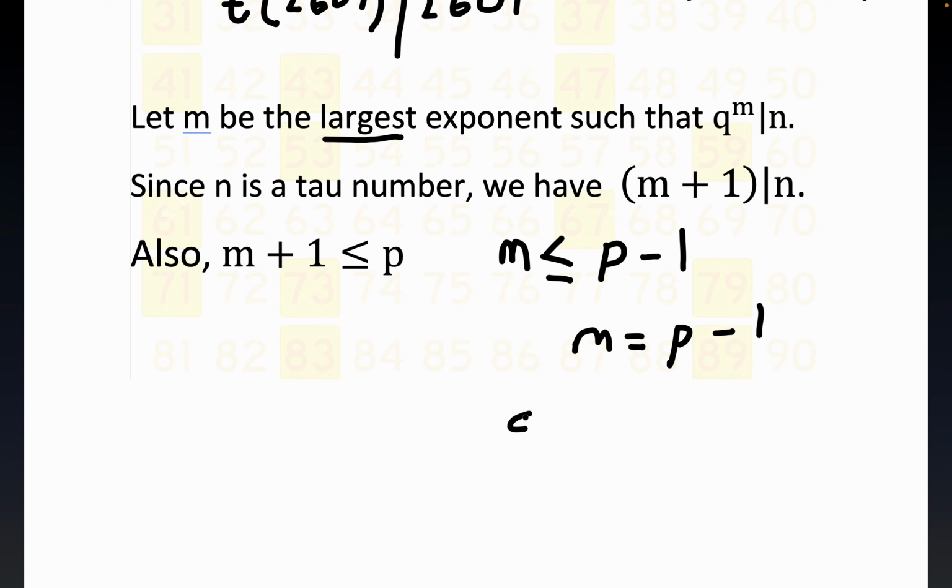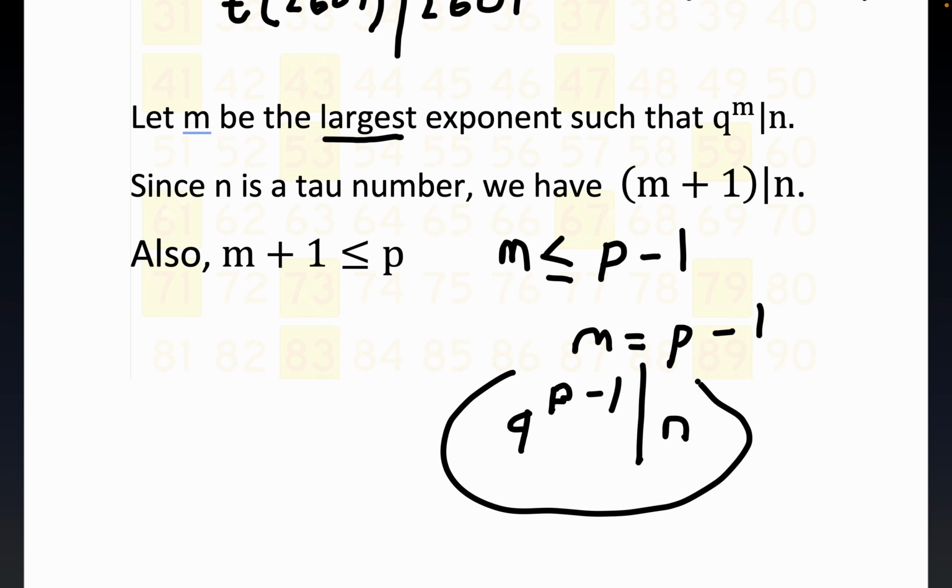Q raised to the p minus 1. That's certainly not a 9, guys. That's q raised to the p minus 1 divides our n. Okay, and so that's the end of the proof.